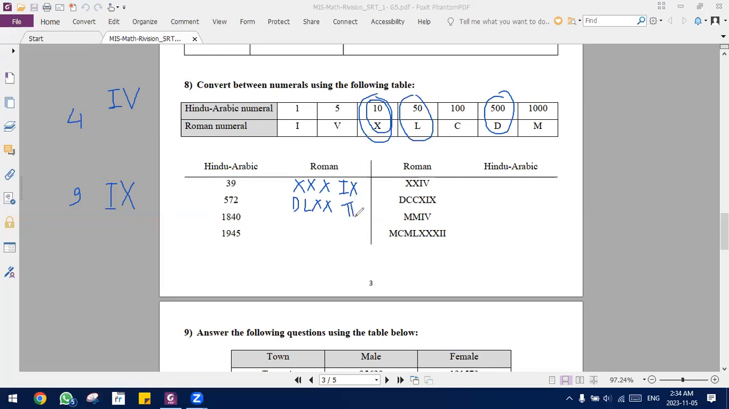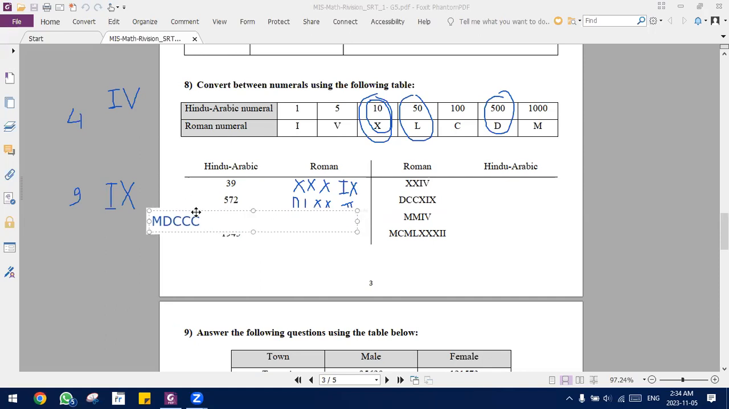We can just connect them like this. So this is double I, which makes 2. Now, next one we have 1840. So 1000 is M. Let me write it here on the left. So 1000 is M. Then to make 800, what should I use? I should use 500, which is D, and the 300, which is 3C.